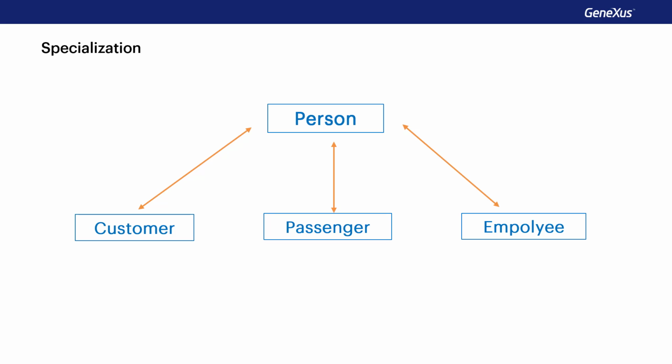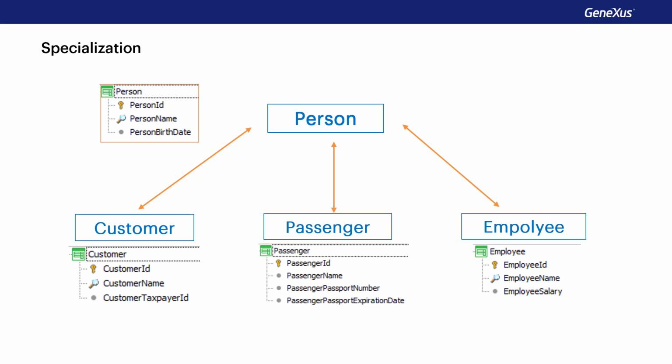When considering the concept of subtypes, the case of attribute specialization was represented. In this scenario, we have people's general information, such as their identifier, name, and date of birth in the person transaction. But it's also necessary to record specific information corresponding to customers, passengers, and employees, always bearing in mind that they are all persons. Every customer, passenger, and employee are persons.